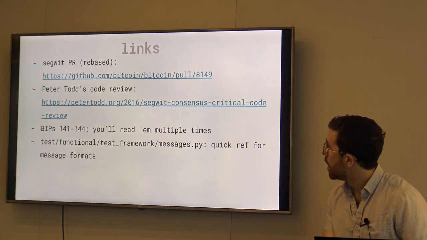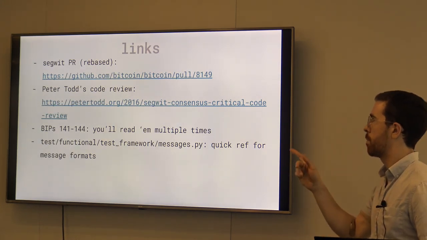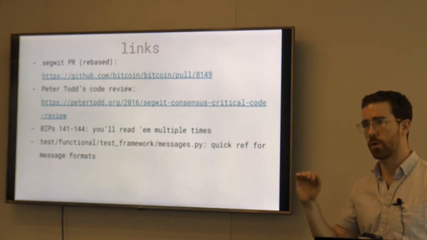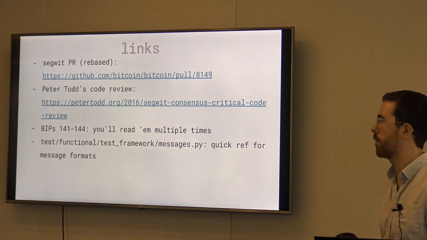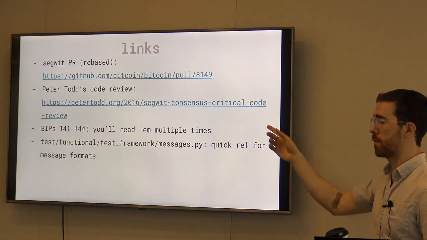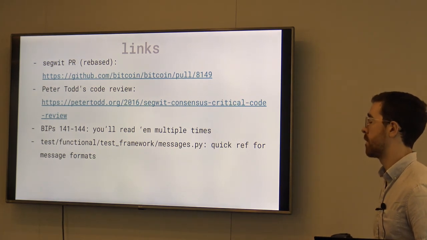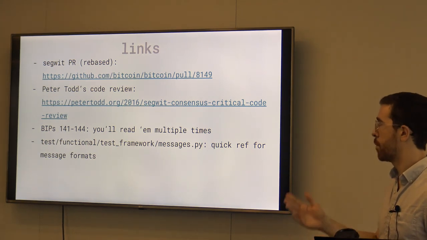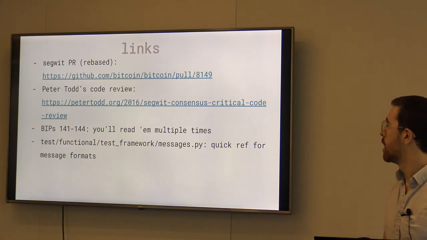All right, so there are some links here. There are two SegWit PRs, which is kind of interesting. One is an unrebased version where Peter would just append commits to it, so it's got a gazillion commits and it's kind of hard to follow, but a lot of the commentary is there. And then there's a rebased version, where he cleaned up the Git history. I'd highly recommend, maybe not now, maybe not in the next few weeks, but at some point, reading through those commits, because it'll give you a really precise idea of what he had to do.